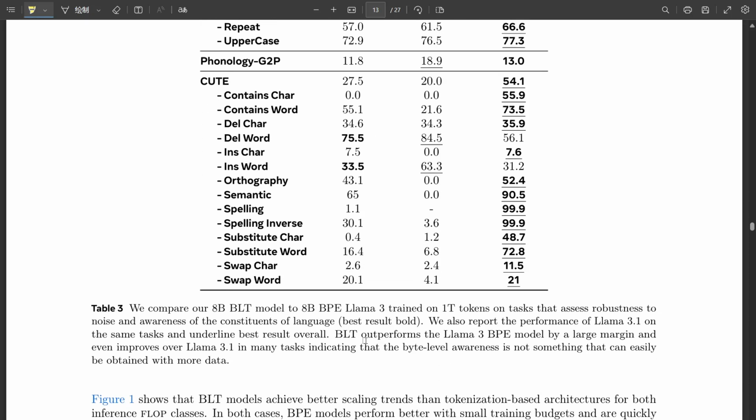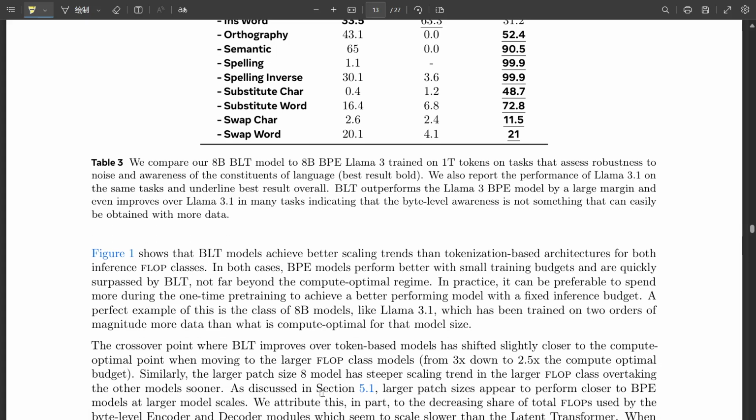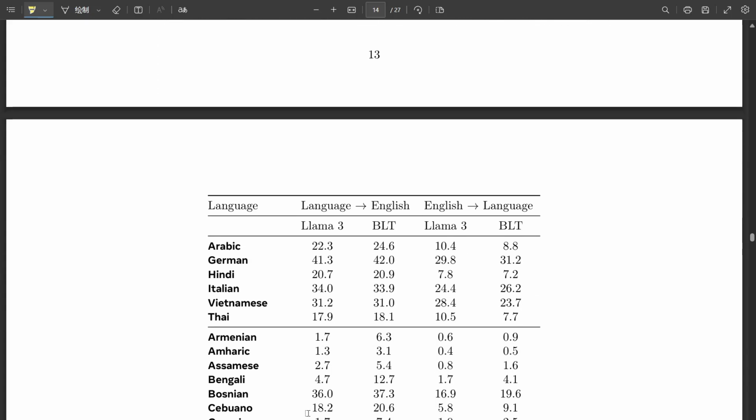This research on BLT is just the beginning. I can't wait to see what comes next, how it shapes the future of AI and how we relate to technology. That's our deep dive into the Byte Latent Transformer.